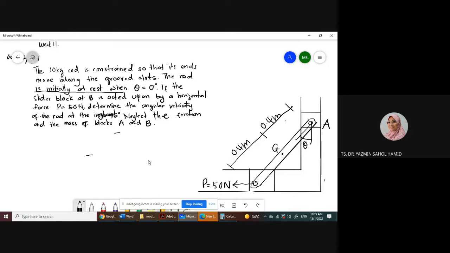But basically this kind of example, the groove slot, you can mostly see in opening doors and opening windows. If you don't see it at your house, maybe you have to go to a shop. But this is a typical example that we can see in a window, the groove slot in the window.